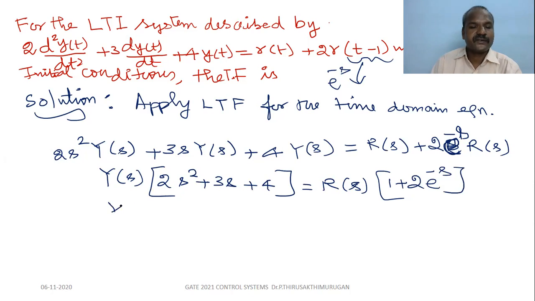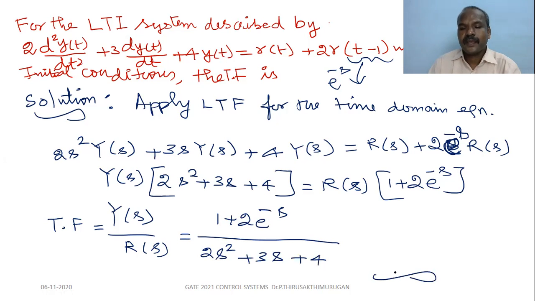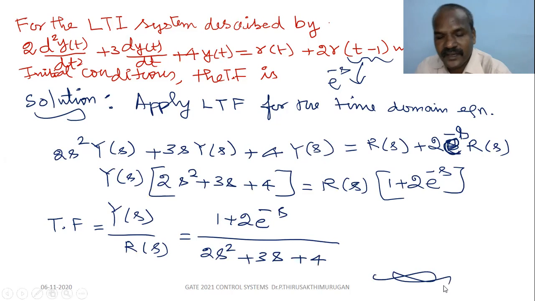So what is the transfer function model? The transfer function is the Laplace transform of the output to the Laplace transform of the input: Y of s by R of s equals 1 plus 2 e power minus s divided by 2s square plus 3s plus 4. Am I right? So what is the next question?